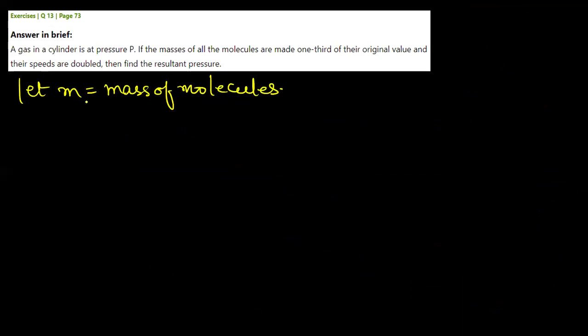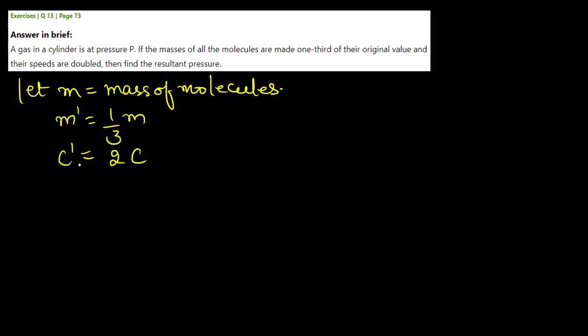Next, a gas in a cylinder is at pressure P. They have given the gas in a cylinder which has a pressure P. If the masses of all the molecules are made 1/3 of their original value, so let small m be the mass of the molecules. So they have become 1/3 of their original value. So I can say m dash is 1/3 of the original value m, and their speeds are doubled. So say c dash equal to 2 times c.